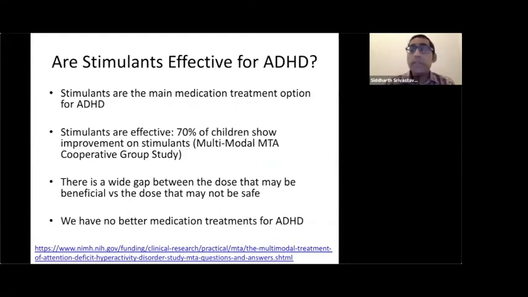We often start with stimulants as the first-line treatment for ADHD, regardless of whether it's HIVEP2 disorder or another cause. The question remains, are stimulants effective for ADHD? And the answer is yes, for the most part. There was a key study early on that showed that 75% of children show improvement on stimulants. This was the so-called multimodal MTA cooperative group study. Of course, this is not specific to HIVEP2, but included a very heterogeneous population. We have no better medication treatments for ADHD at the moment.